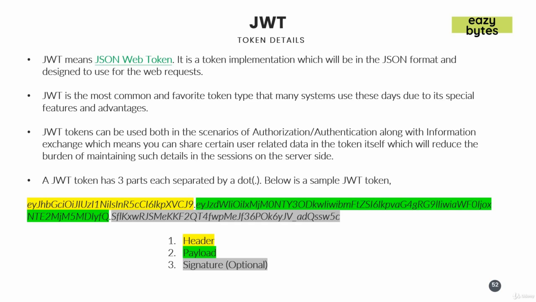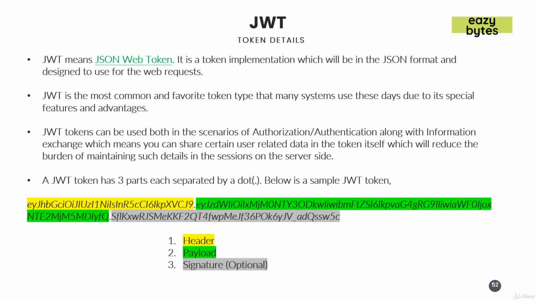In this video, let's try to understand what is JWT and what are the advanced features that it provides compared to normal tokens that we have discussed in the previous videos. So firstly, JWT means JSON Web Token. That's the full expansion of it. It is a token implementation that leverages JSON format, designed to be used inside web requests.